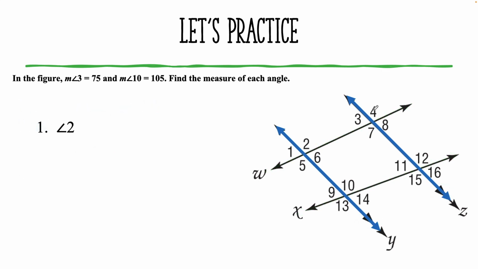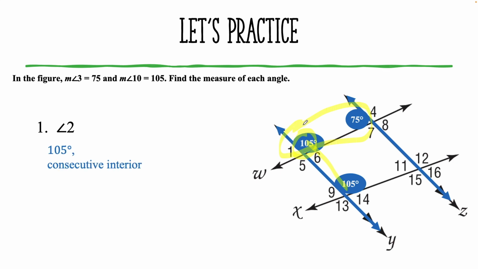All right, so what do we know so far? We know that the measure of angle 3 is 75 and the measure of angle 10 is 105. So let's put that information in there. And the first one we're looking for is the measure of angle 2. So let's see, here's 2. So the measure of angle 2 is 105. We know that for two reasons. One, those are corresponding angles, so they have to be the same. And then these are same side interior angles, so they have to add up to 180.